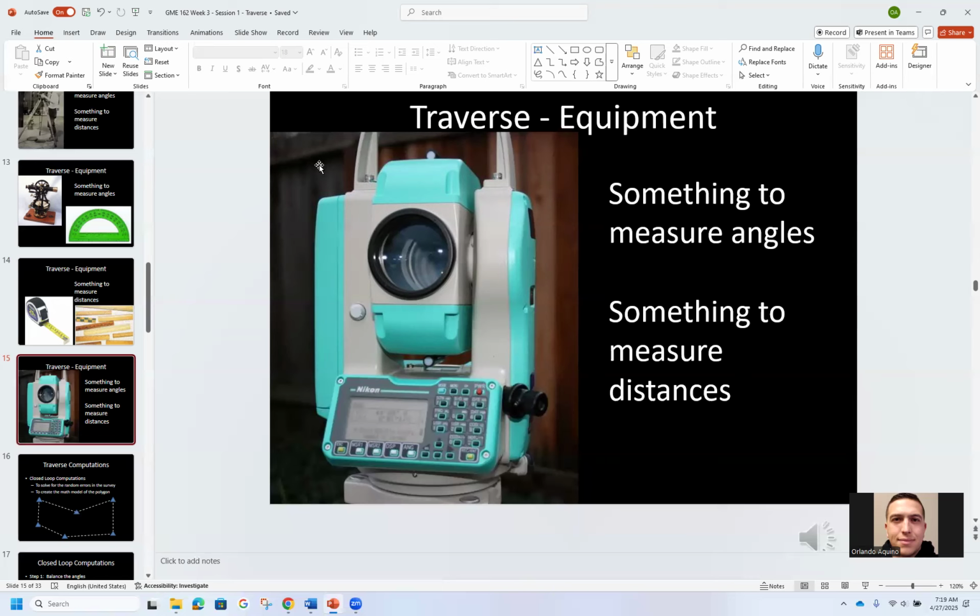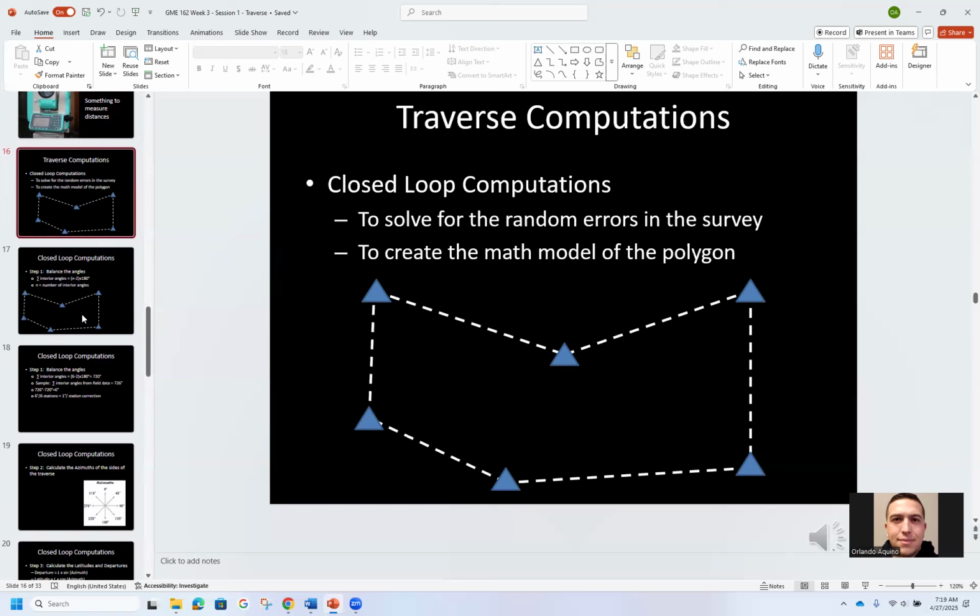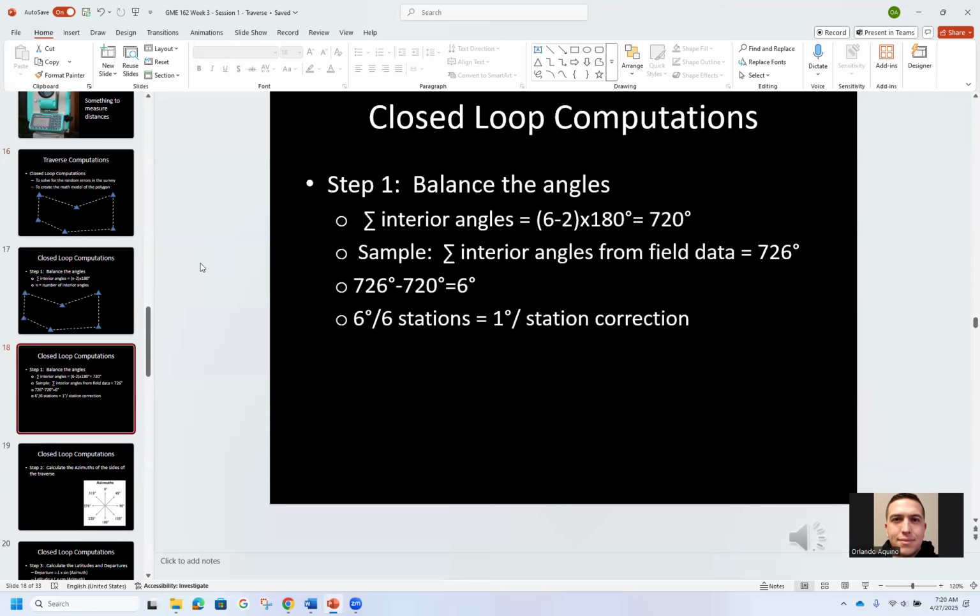But leading up to that is this other side of the world, where it's total stations and GPSs and now drones. And that's where we're going. And again, photogrammetry, all the good fancy tools. This is just the very basics to get you started in that world. And again, traverse computations, closure computations, solve the random errors in the survey and create the math model of the polygon, right? And once you close it, that math model becomes the fixed and immovable control points for you.